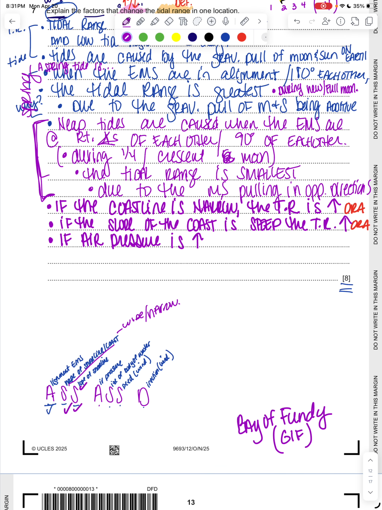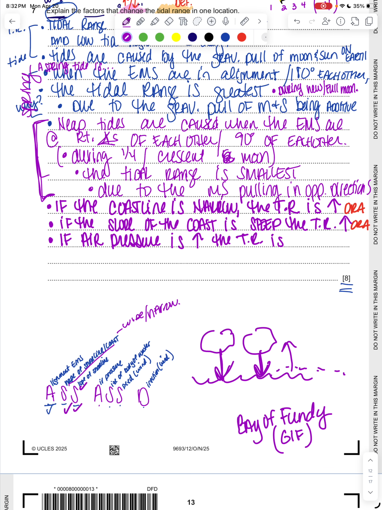Atmospheric pressure is high, right? So we're going to have a lot of air pushing down. It's going to keep our water down. Although during a hurricane, if we had a release of that air pressure, our water is able to expand a bit and it'll make our tidal range look higher. But if the air pressure is higher, the tidal range is lower, or the reverse argument.